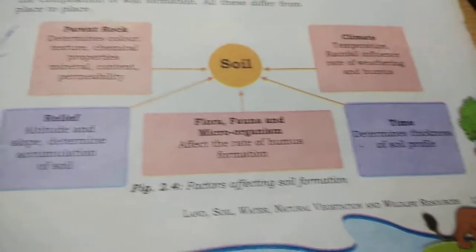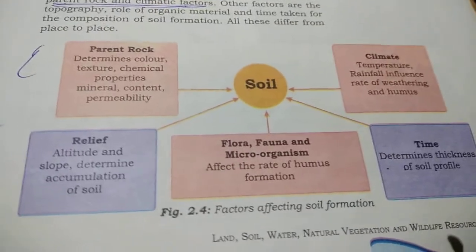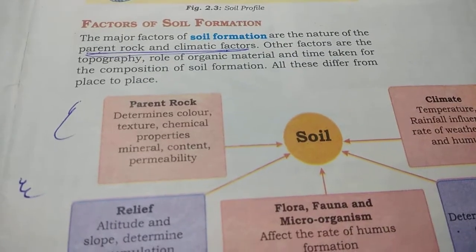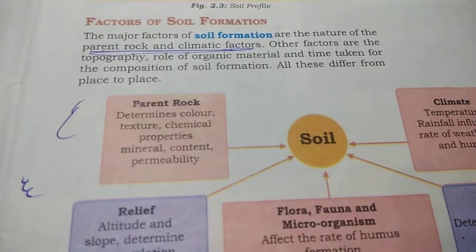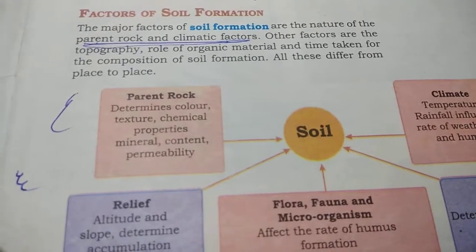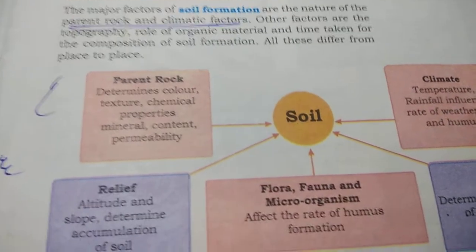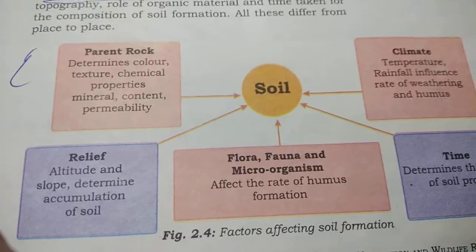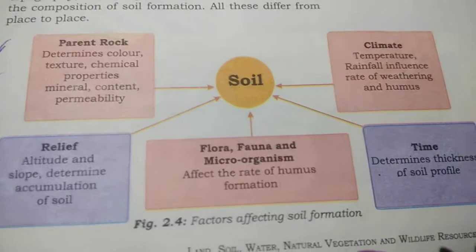Look at the diagram in your textbook on page number 13, where you can see the factors of soil formation. Now there are two main factors for soil formation which I have underlined: the parent rock and climatic factors. There are various other factors. First let us study the two main factors for soil formation. I think you have already learnt it in science. I'm just giving a brief outline of it.